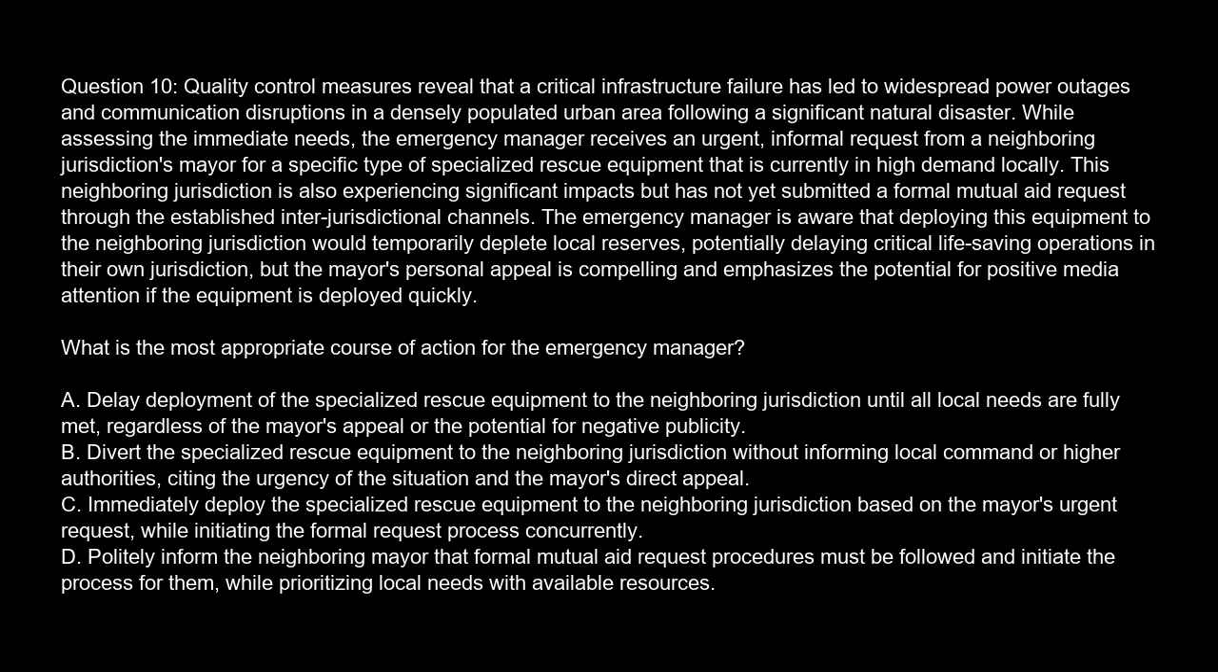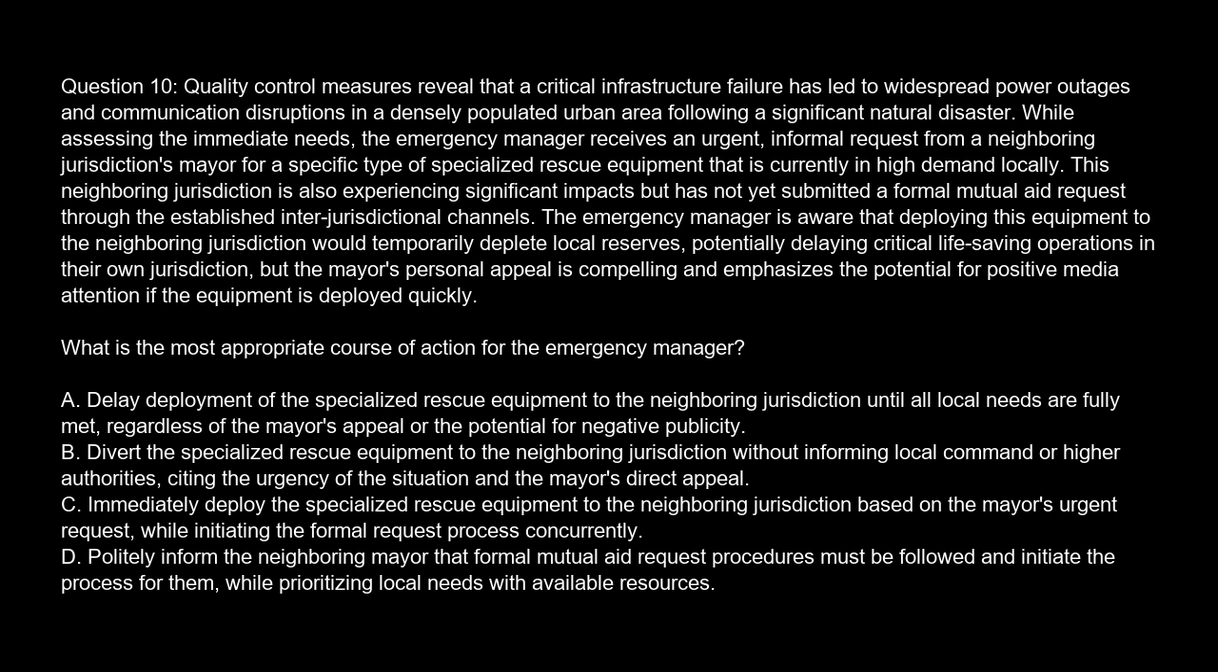But the mayor's personal appeal is compelling and emphasizes the potential for positive media attention if the equipment is deployed quickly. What is the most appropriate course of action for the emergency manager? Option A. Delay deployment of the specialized rescue equipment to the neighboring jurisdiction until all local needs are fully met, regardless of the mayor's appeal or the potential for negative publicity. Option B. Divert the specialized rescue equipment to the neighboring jurisdiction without informing local command or higher authorities, citing the urgency of the situation and the mayor's direct appeal.